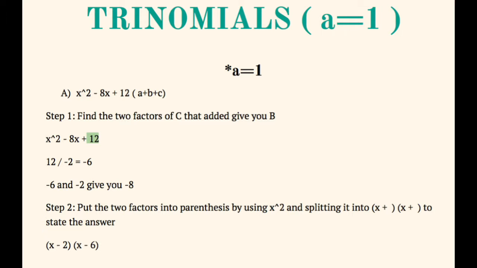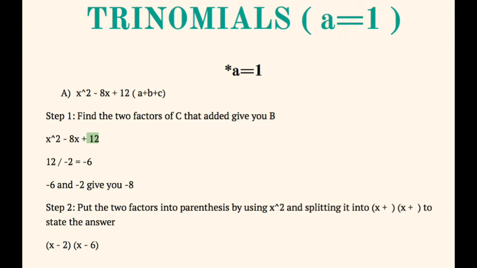Trinomials when a equals 1. Example A. X to the power of 2 minus 8x plus 12. Step 1. Find the two factors of C that added give you B. X to the power of 2 minus 8x plus 12. Get the 12 out. Divide the 12 by negative 2, which equals negative 6. Negative 6 and negative 2 give you negative 8.